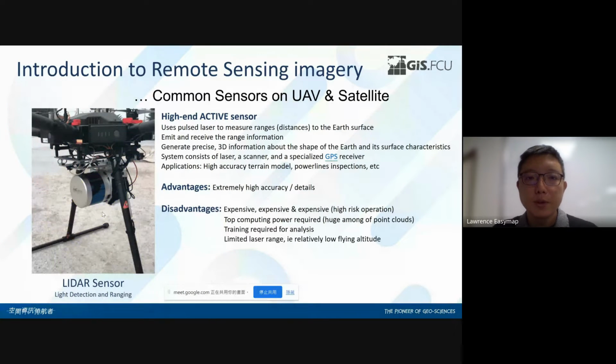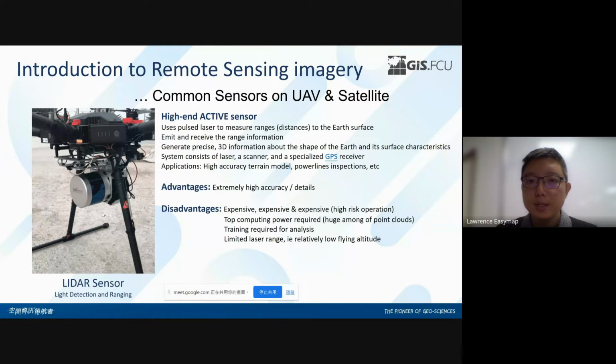Okay, so the fourth sensor is called LiDAR. I think some of you may also have heard about LiDAR. The full form of LiDAR is light detection and ranging. So you can see, with light, with detection, and with ranging. It is an active sensor. It means that it sends out a signal and also receives it at the same time.